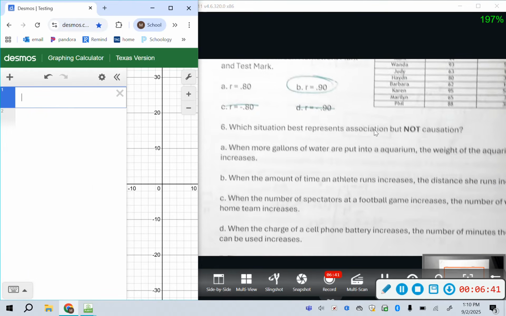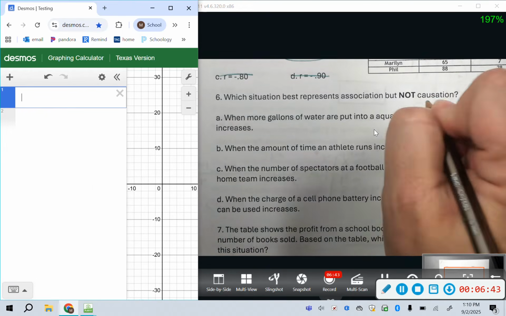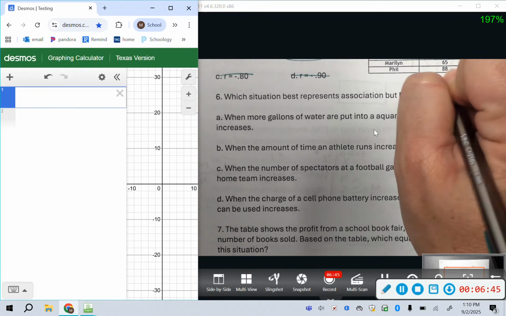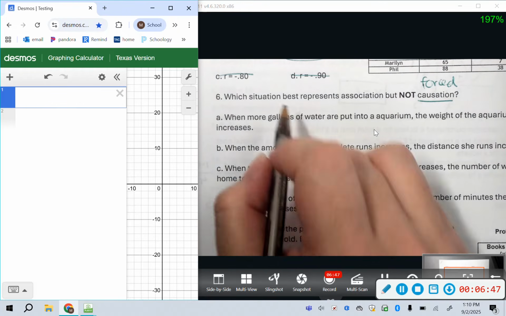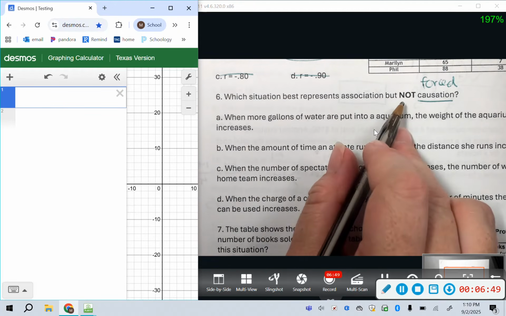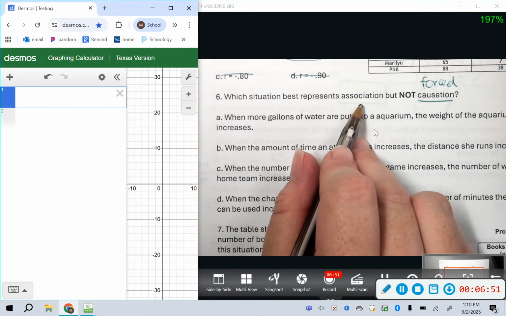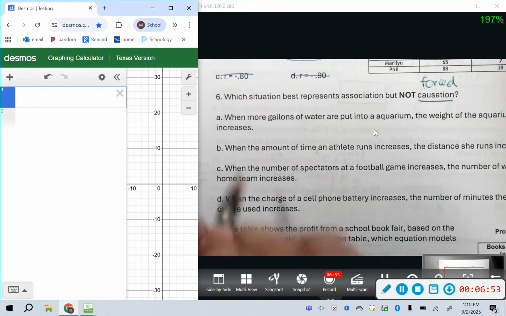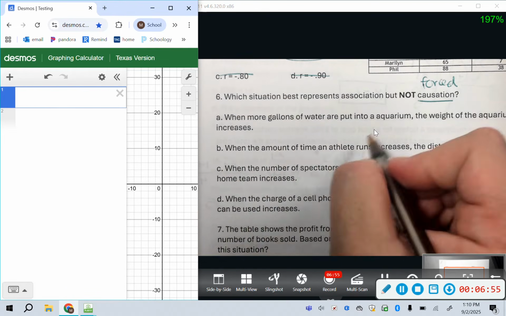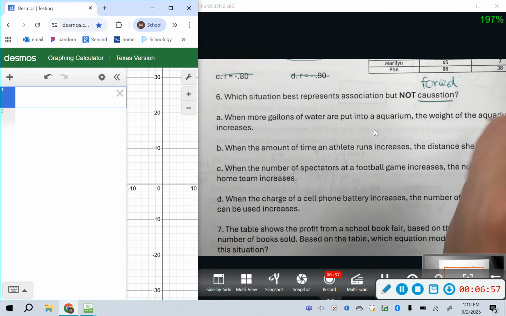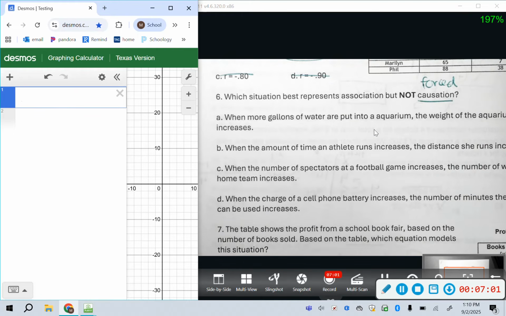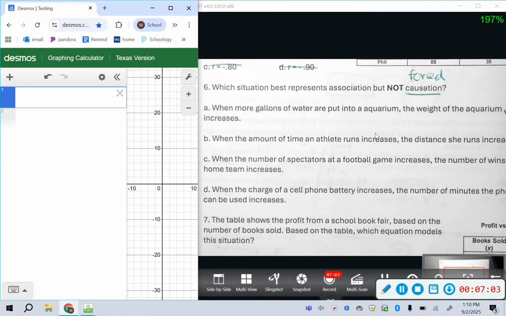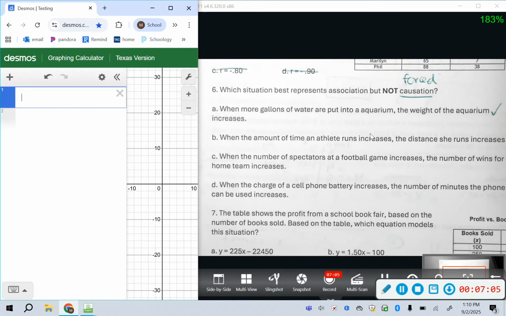Okay, looking at number 6. Remember, when we talk about causation, it's forced to happen. And this one says, which situation best represents association but not causation? So it's correlated, it's related, but it's not forced to happen. So when more gallons of water are put into an aquarium, the weight of the aquarium increases. Well, if I put more water, it definitely has to increase. So this is force. Therefore, this is causation. And we're looking for which one's not causation.